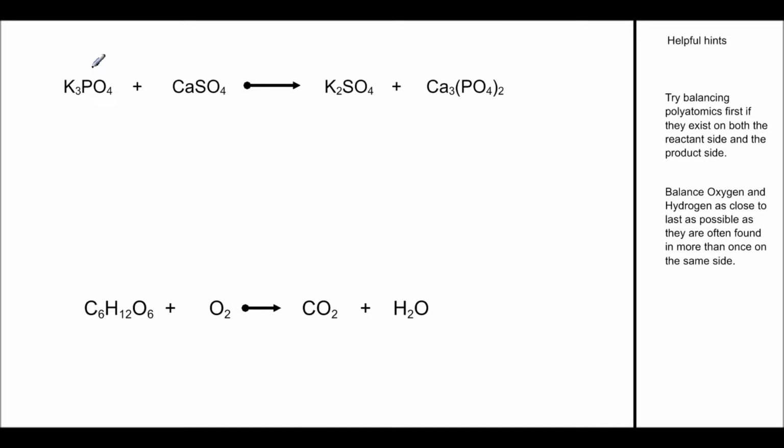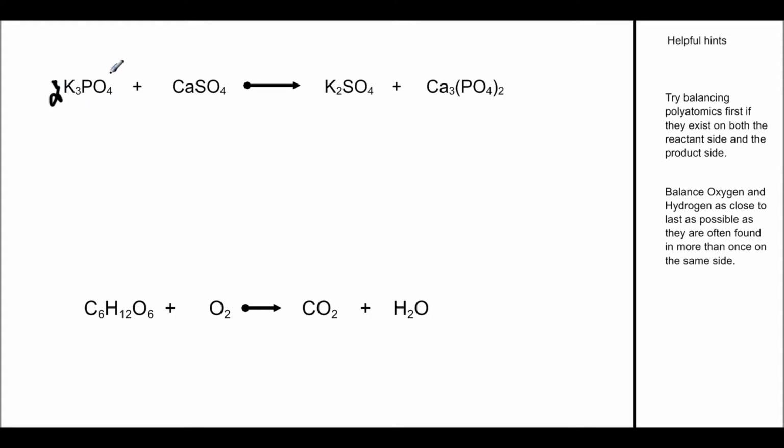So let's do those first. You want to do those first. So we have 1 phosphate here and 2 phosphates here, which means we have to change this to balance itself out with the 2 over there. So we're going to put a 2 in front here as a coefficient.